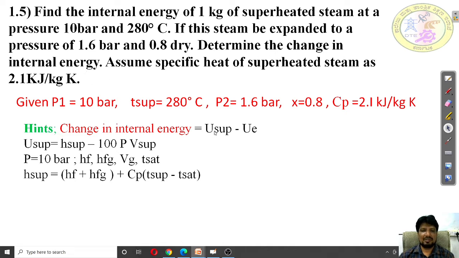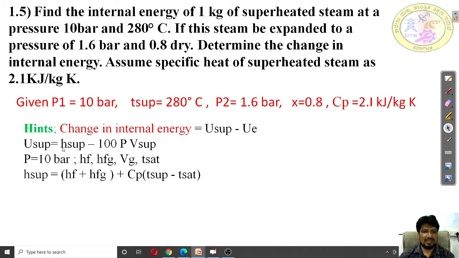So what do we mean by U of superheated? U of superheated is the internal energy when it is superheated. We know the formula: H of superheated minus 100 P into V of superheated. That is, internal energy is equal to H minus W in general. So when it is superheated, here is enthalpy at superheated and here is volume at superheated, that is H minus W.